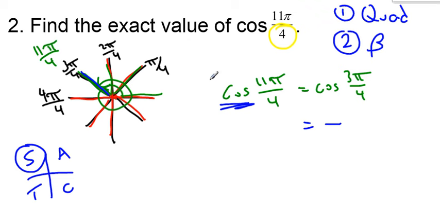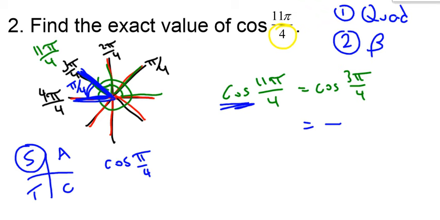Now I have to think about the related acute angle. So again, what I like about the diagram is that the angle formed between the terminal arm, which is this one, and the x-axis is this little angle here. And by looking at what I've done, 3 pi over 4, 4 pi over 4, so this must be pi over 4. So if I can figure out what cosine of pi over 4 is, then I can use that answer to finish the question.